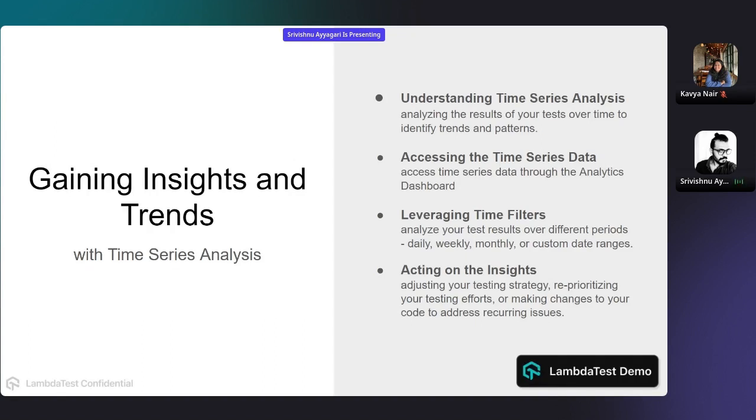In the context of QA, this involves analyzing the results of your tests over time and identifying trends and patterns, which is very critical as you go through different kinds of builds or releases. You would like to see how your test queues have been building up over a period of time. And coming down to the second point, accessing the time series data.